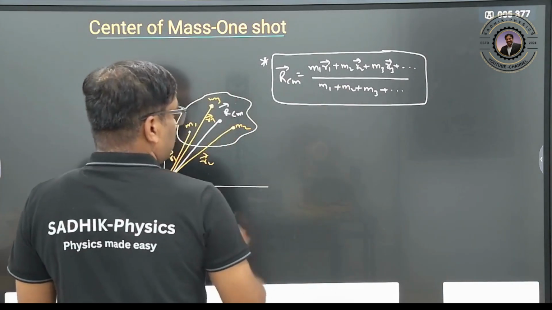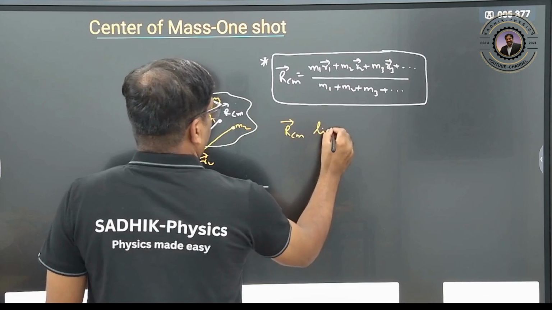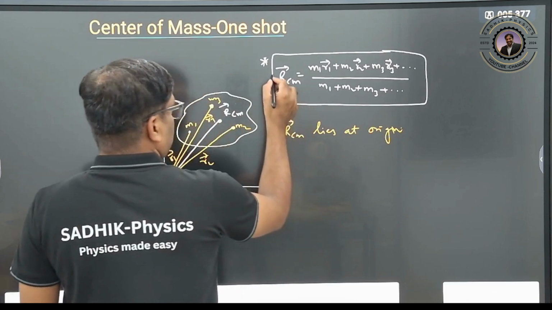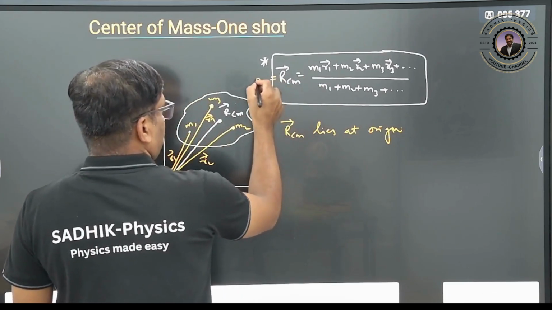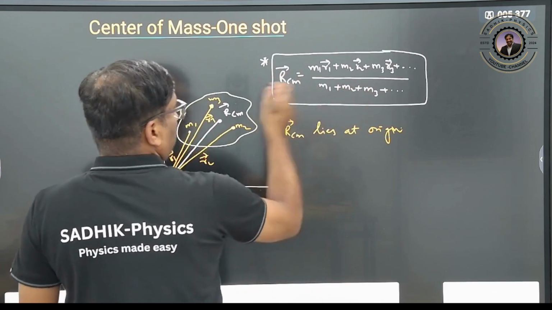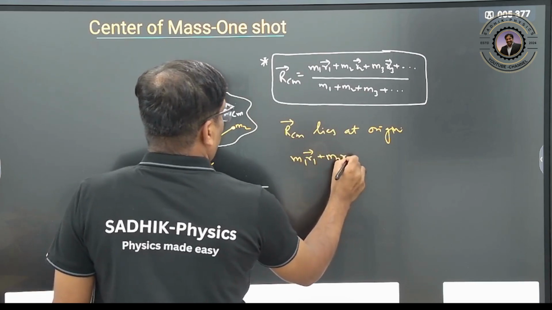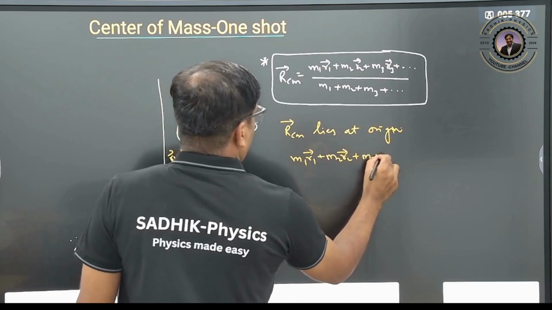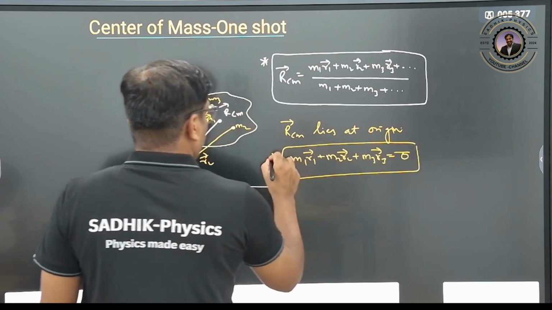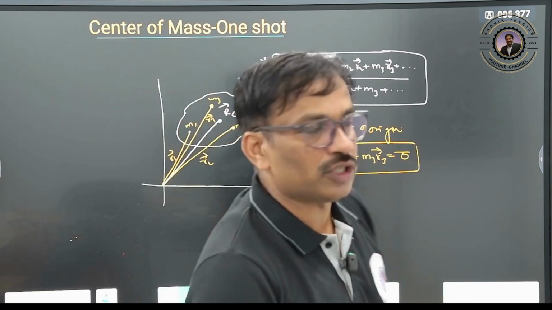Now suppose the center of mass lies at the origin. What does that mean? The position vector becomes a zero vector, right? That means 0 multiplied by the total mass is 0. Therefore m1 r1 vector plus m2 r2 vector plus m3 r3 vector will be equal to 0. Clear? Right?